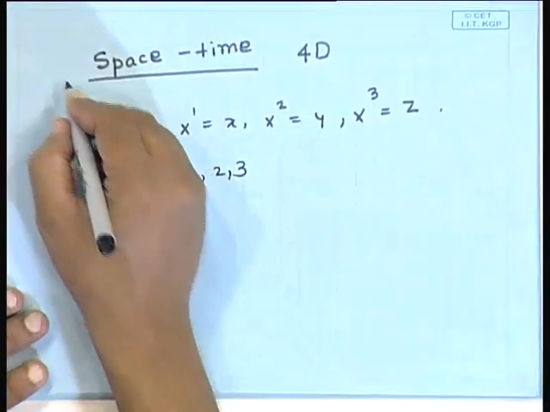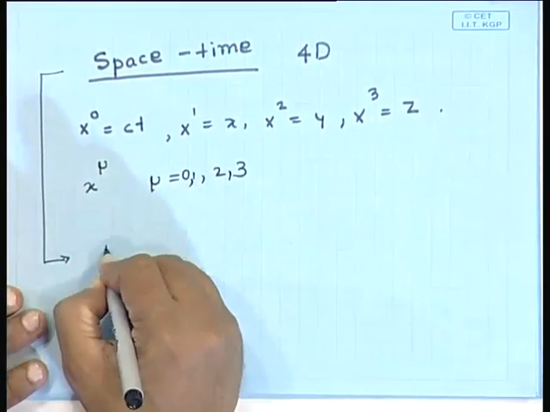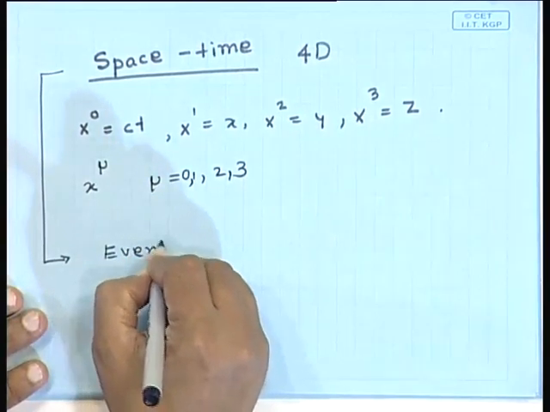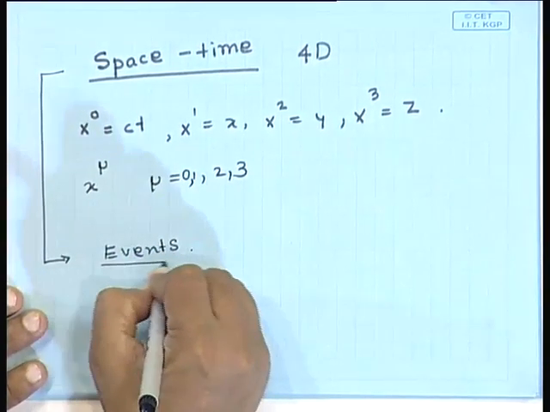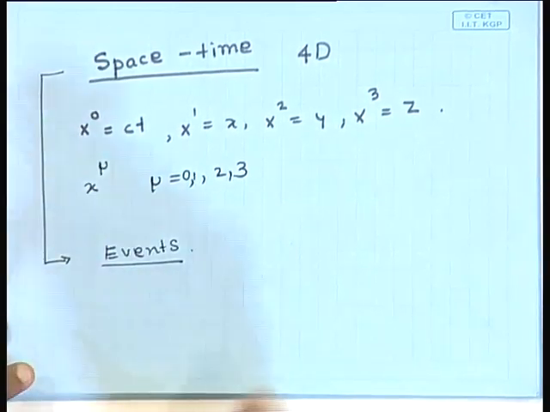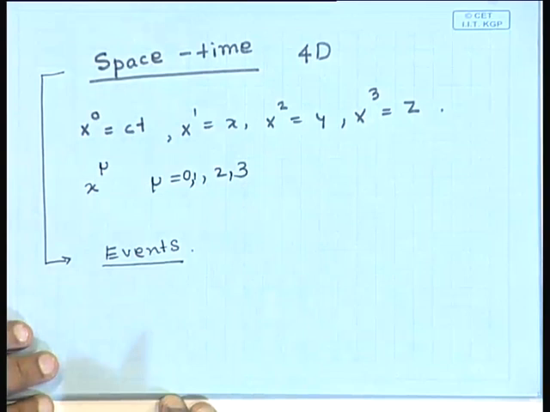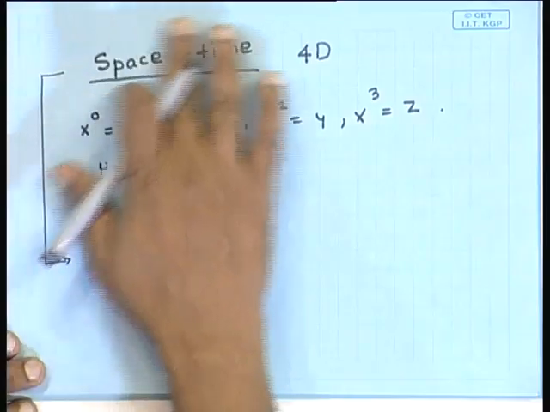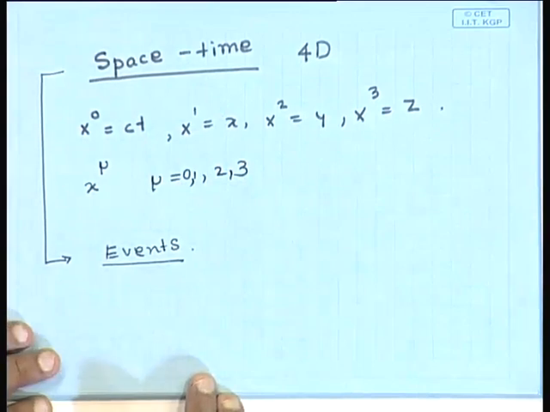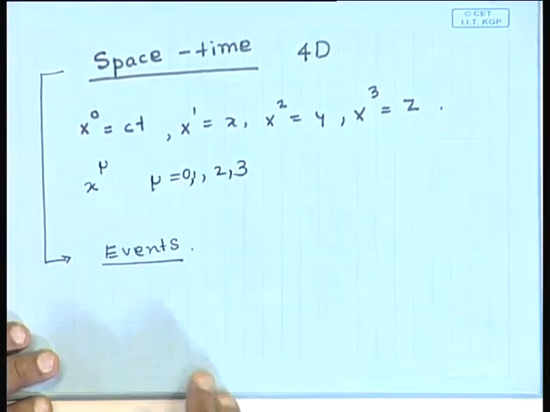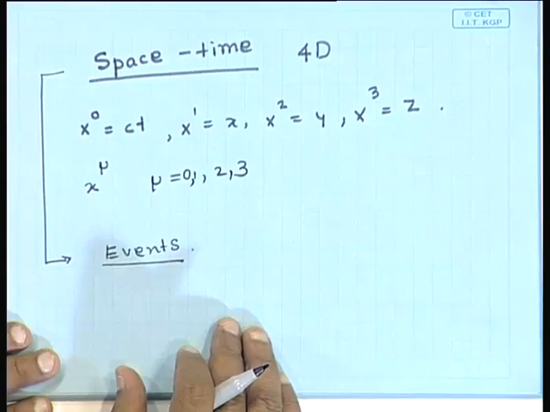Now points here correspond to events. Events are labeled by the position they occur and the time at which they occur. So somebody is born. To completely specify the event, you have to tell the position where he was born and the time instant when it occurred. Right. So the points in space-time are events. So events make up the points in space-time.